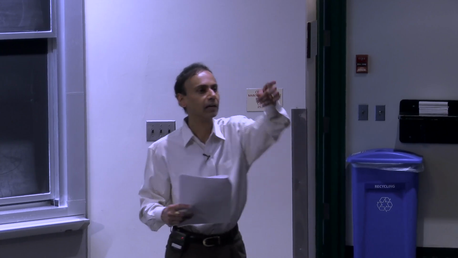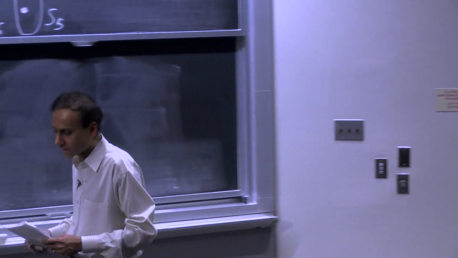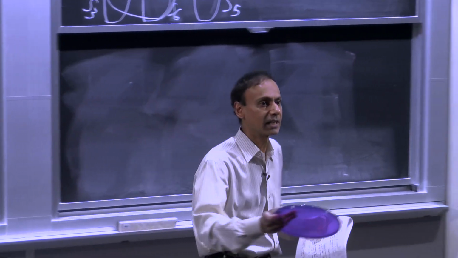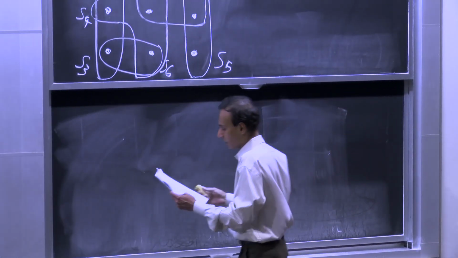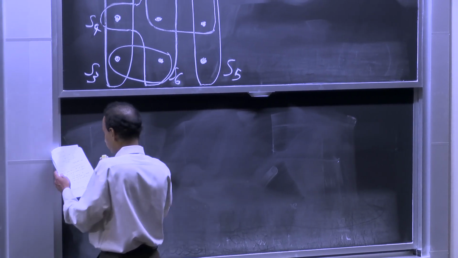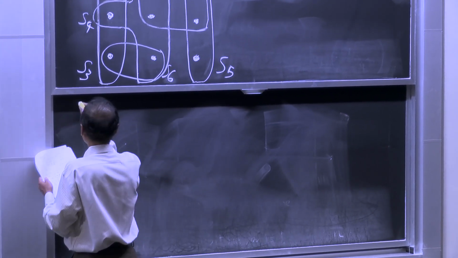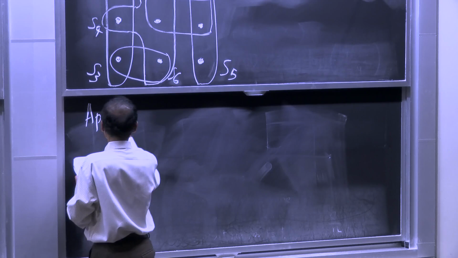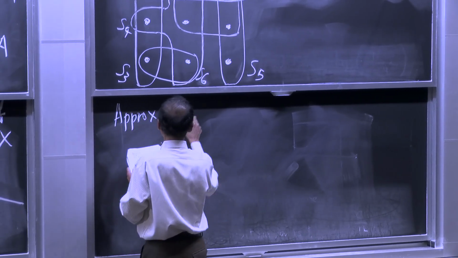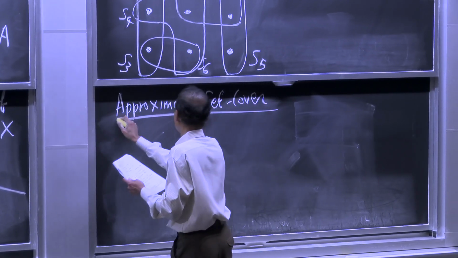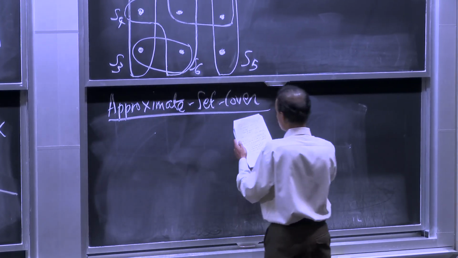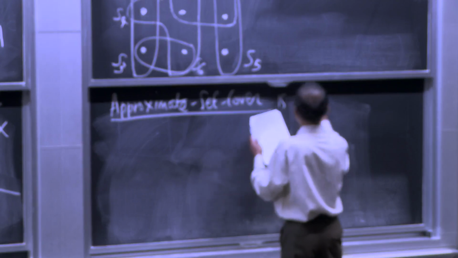What's a good heuristic for this problem? I hope I haven't scared you. What's the obvious heuristic? Yeah? The largest subset. And in this particular case, it's actually the best also in terms of theory. Approximate set cover, at least the best that we're concerned about in this lecture.